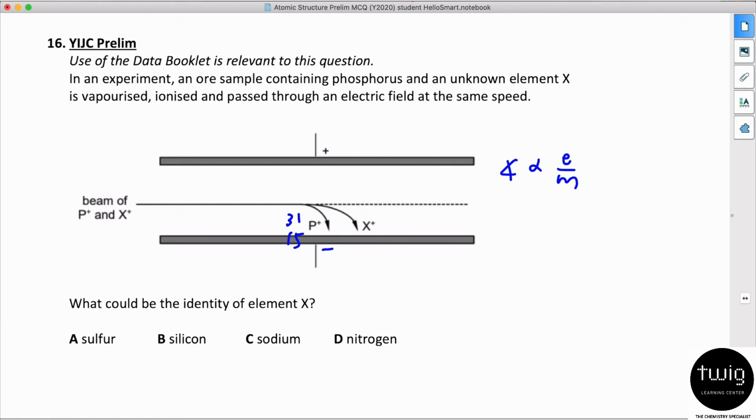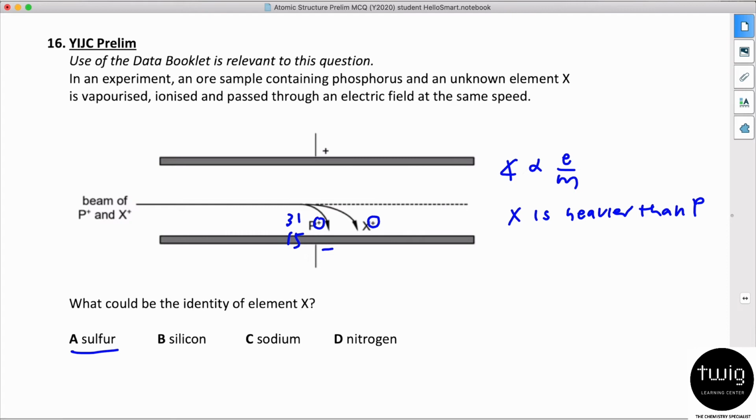Both of them have the same charge, plus and plus. So in fact, phosphorus is deflected more and X is deflected less. What I'm trying to say is X is heavier than P. So just look at the periodic table, which element is heavier than P? If you look at it carefully, it's sulfur. All the rest are lighter.